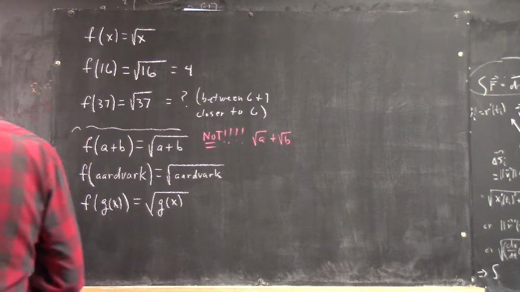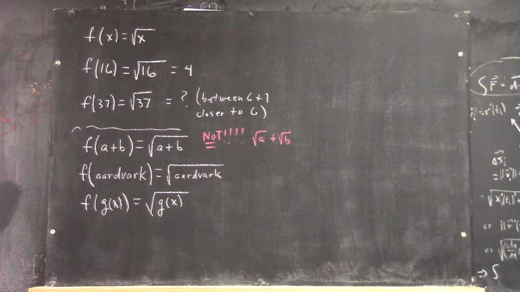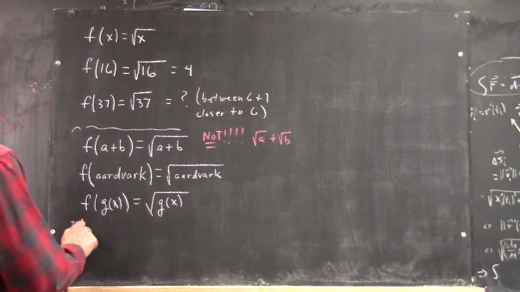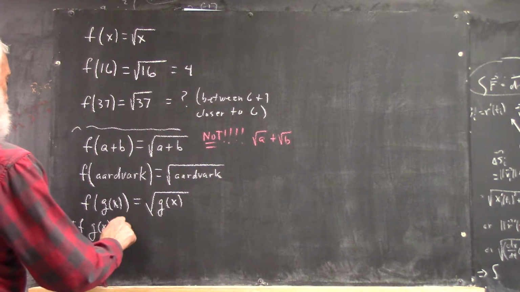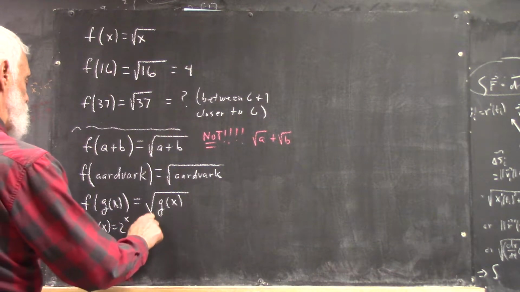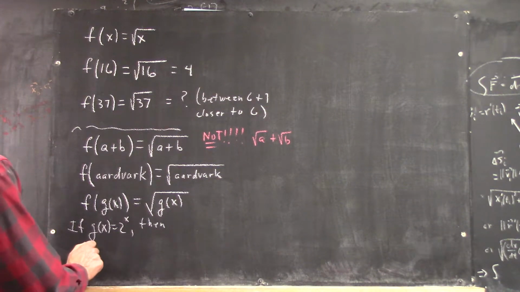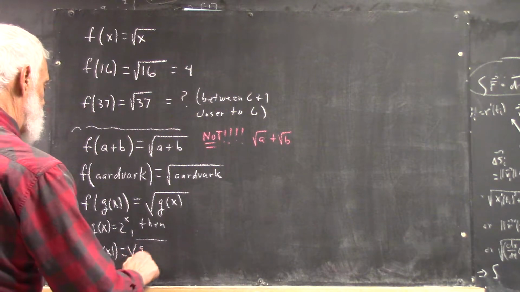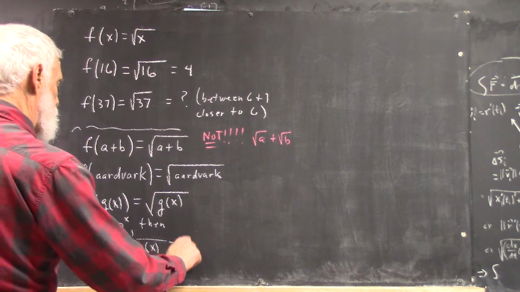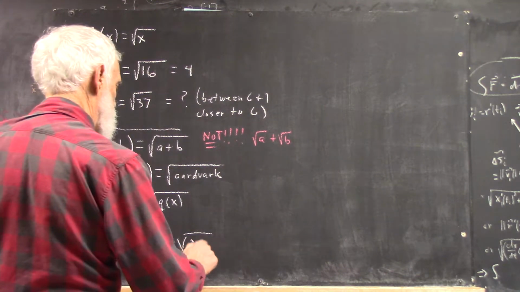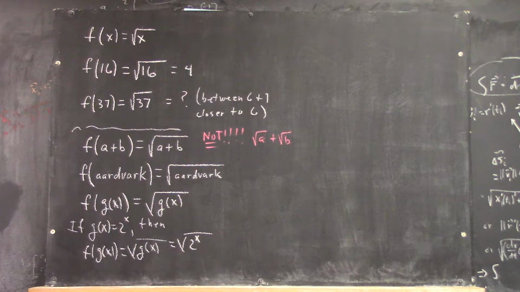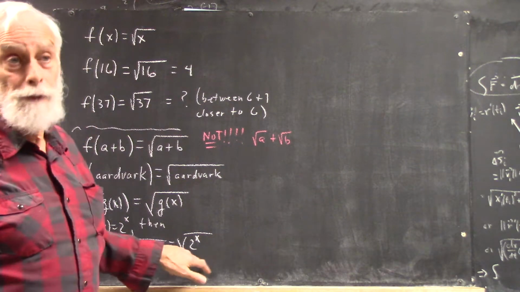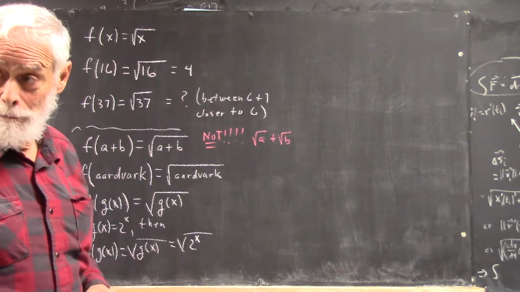Now, go back to my example. f of x is the square root of x, g of x is 2 to the x. You could write f of g of x equals the square root of g of x, which is the square root of 2 to the x, right? And this is a combination of the square root function and the 2 to the x function.